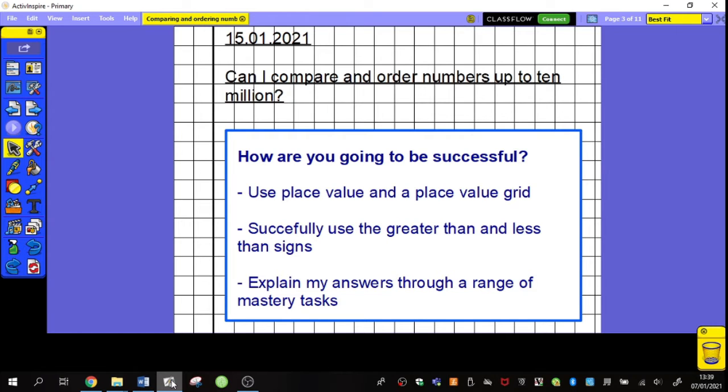Okay guys, right, today we are going to be comparing and ordering numbers up to 10 million. You're going to be successful by again using your place value and place value grid. You're going to be successfully using the greater than and less than signs, and you're going to need to explain your answers for a range of mastery tasks.